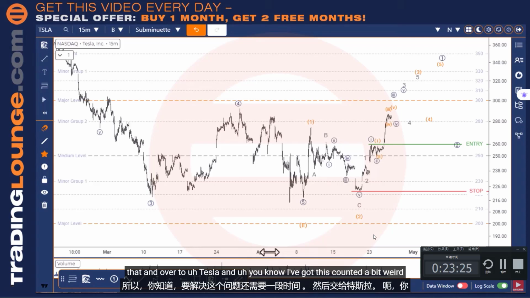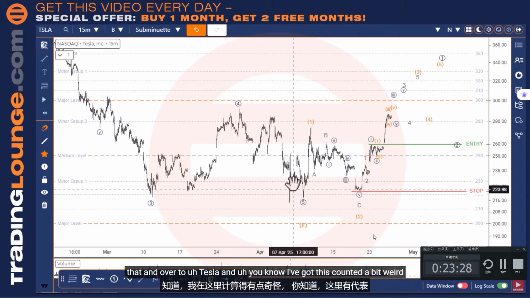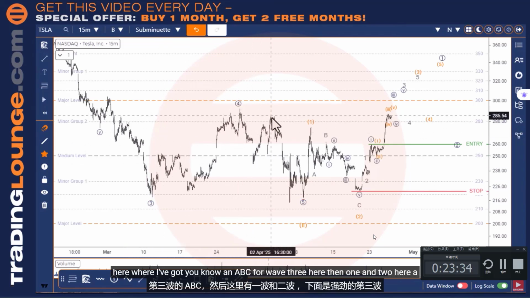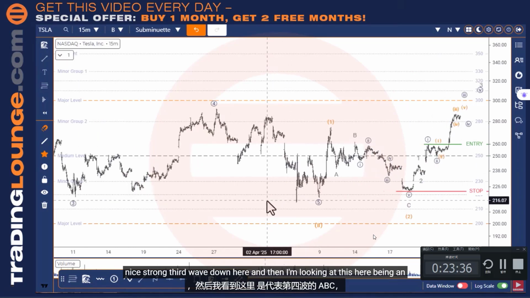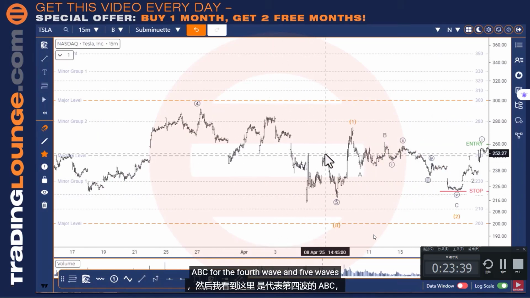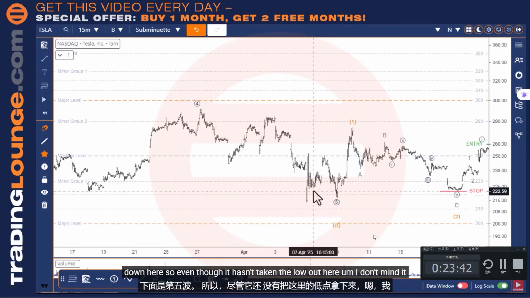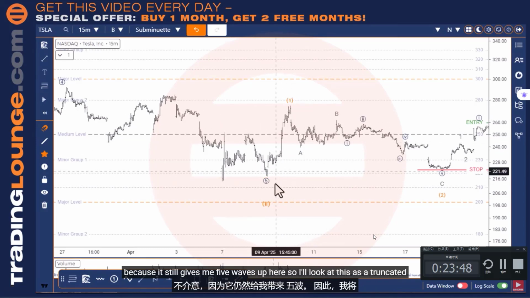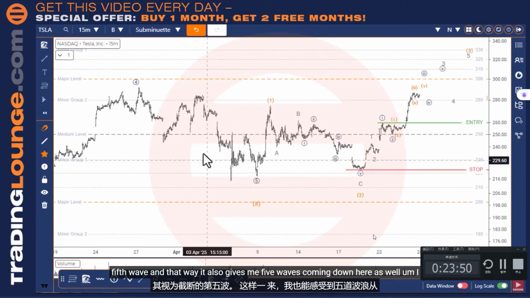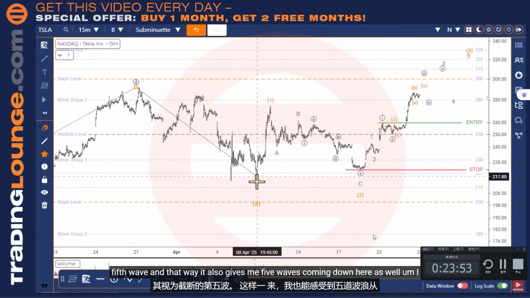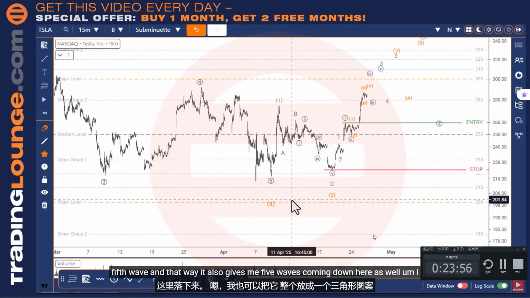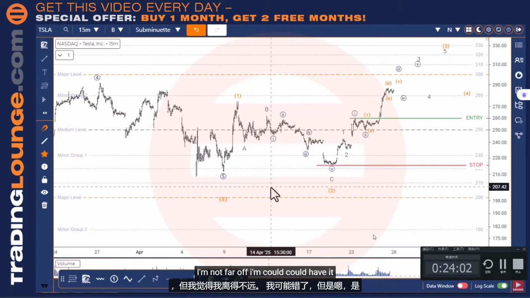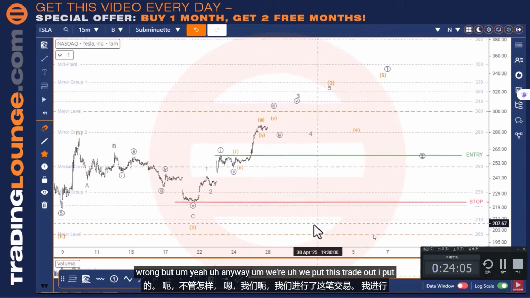And over to Tesla, I've got this counted a bit weird here, where I've got an ABC for wave 3 here, then 1 and 2 here, nice strong third wave down here, and then I'm looking at this here being an ABC for the 4th wave and 5 waves down here. So even though it hasn't taken the low out here, I don't mind it, because it still gives me 5 waves up here. So I'll look at this as a truncated 5th wave, and that way it also gives me 5 waves coming down here as well. I could put the whole thing as a triangle pattern as well, but I feel like I'm not far off. Could have it wrong, but yeah.